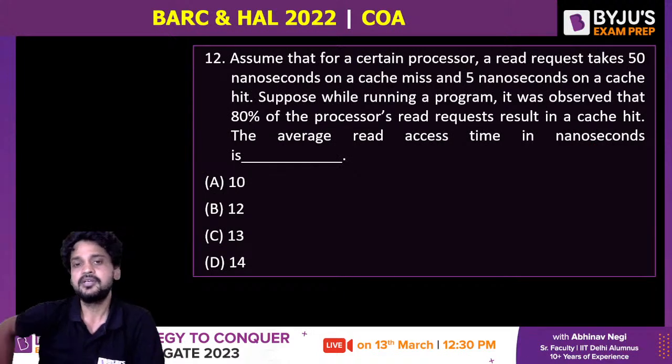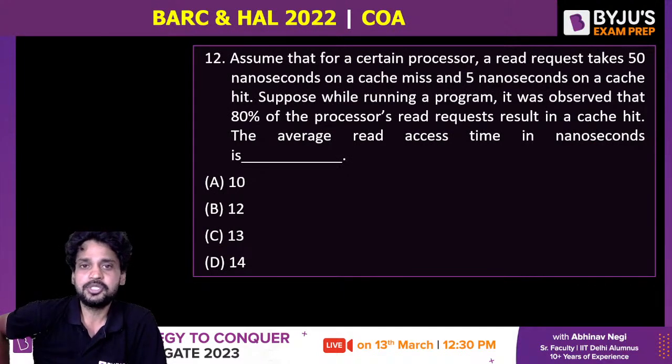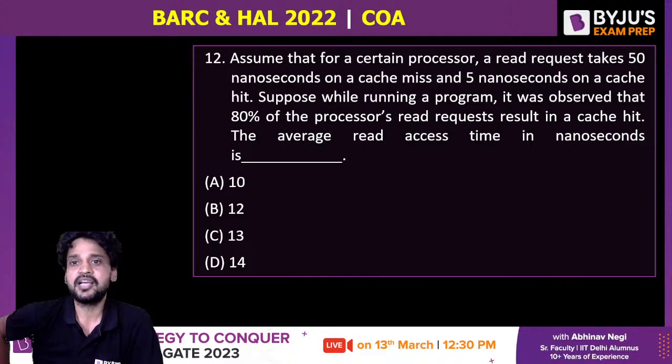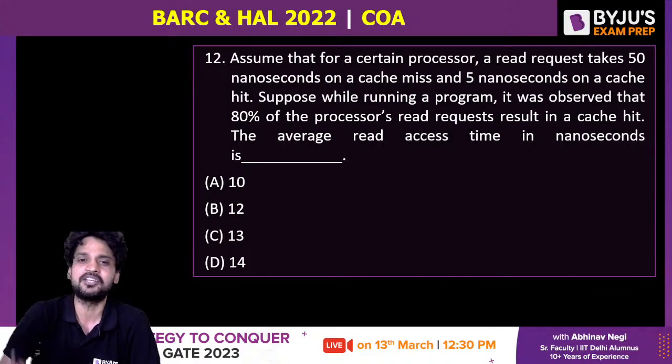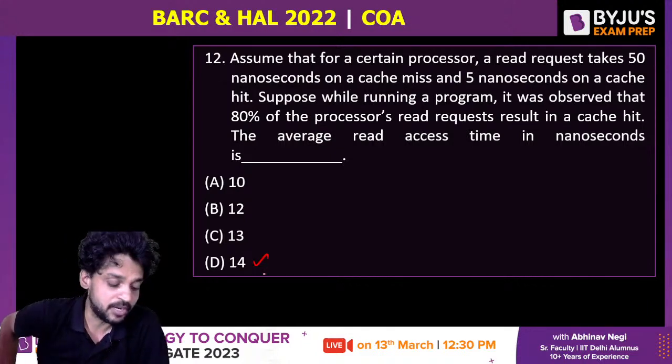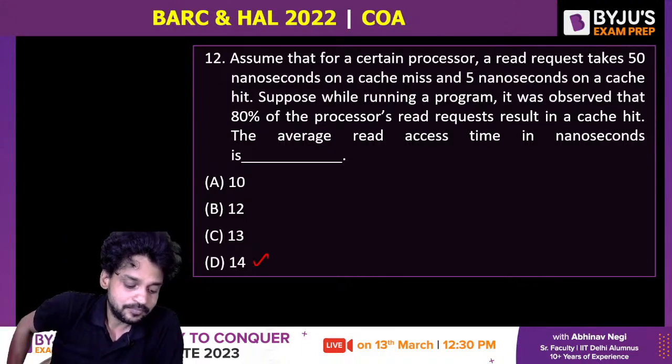And the next thing is next question. Assume that in a certain processor, read request take 50 nanoseconds on a cache miss and 5 nanoseconds on a cache hit. Suppose while running a program, it was observed that 80% of the processor read requests result in a cache hit. The average read access time in nanoseconds is the simplest question. 14 is the answer. Am I right? Am I right? 14. Yes or no? Should I explain?